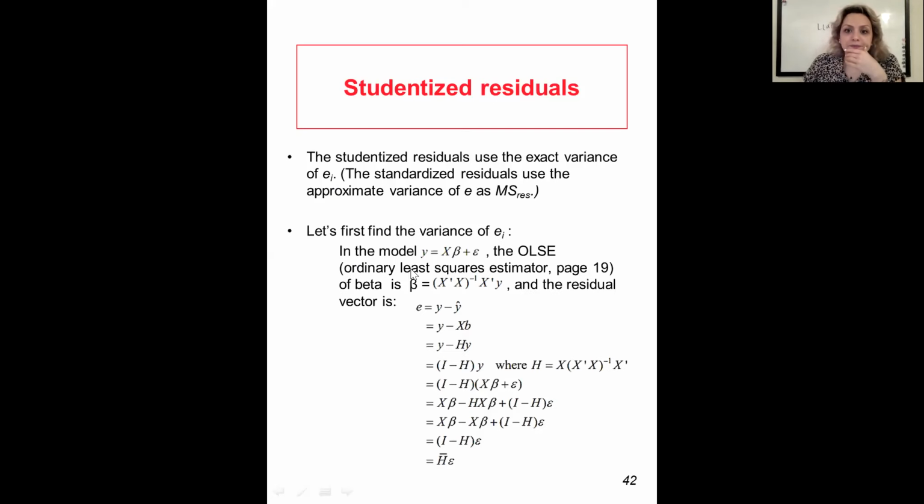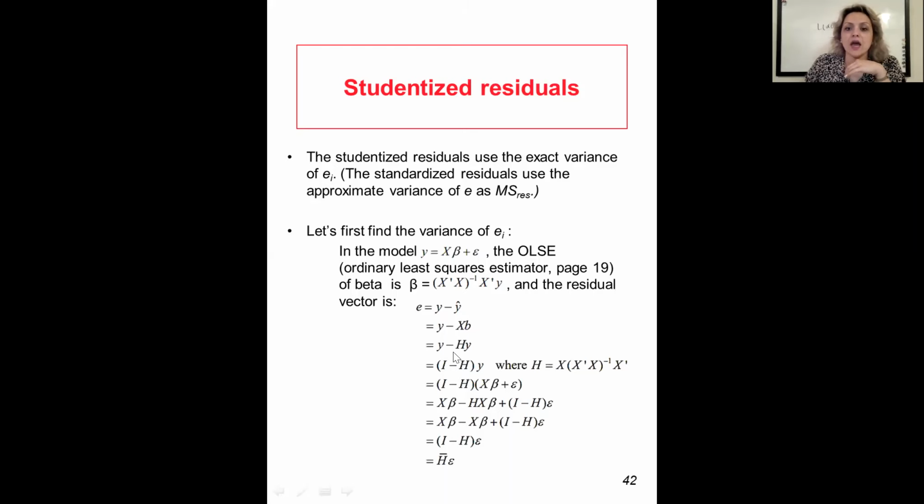So let's look at this. Let's first find the variance of e_i in the ordinary least squares model that we have. The model is y equals X beta plus epsilon. We said that beta hat is (X'X) to the power minus 1 times X'y, right? And the residual vector is e equals y minus y hat. And instead of y hat, we are going to write X times beta hat.